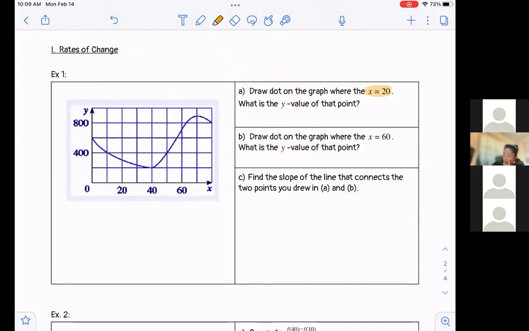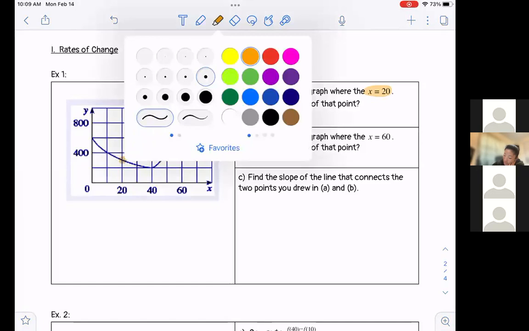So what is the y value when x equals 20? Yeah, I would say it's about 300, right? So x equals 20 is about here, and that y value is about 300. That's a great estimate. Okay, let's draw a dot on the graph where x equals 60.